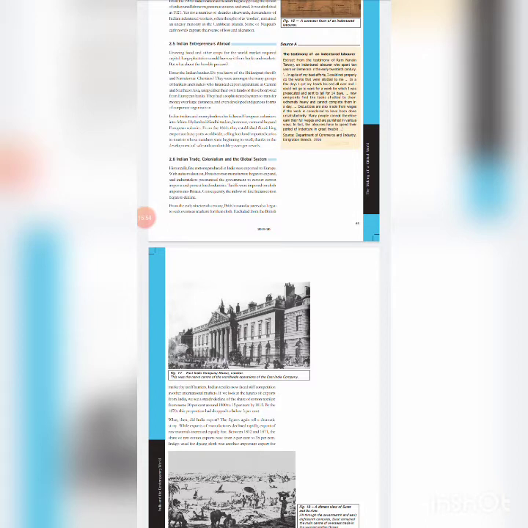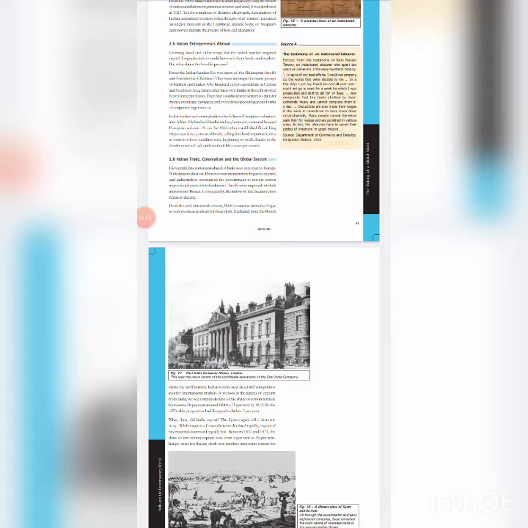Britain's trade surplus in India also helped pay the so-called home charges. That includes private remittances home by British officials and traders, interest payments on India's external debt, and pensions of British officials in India.